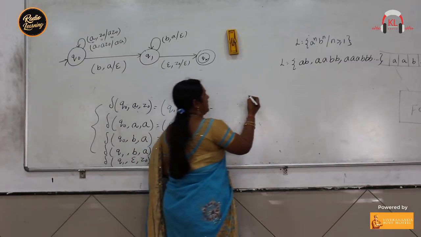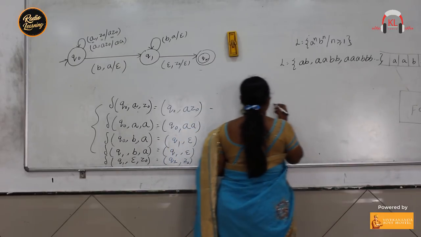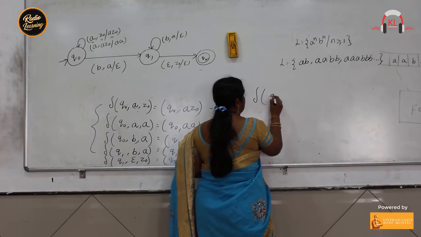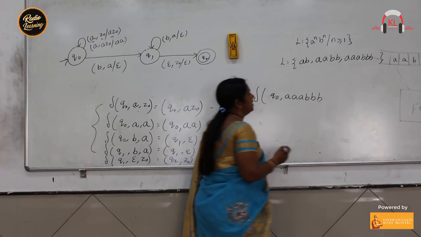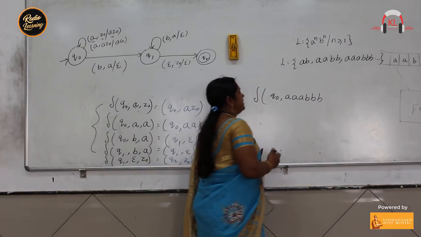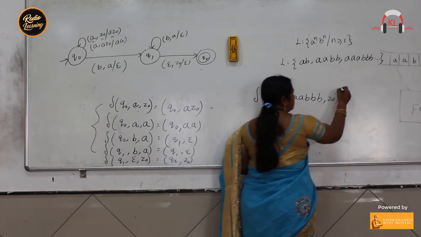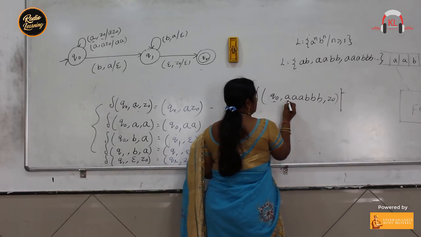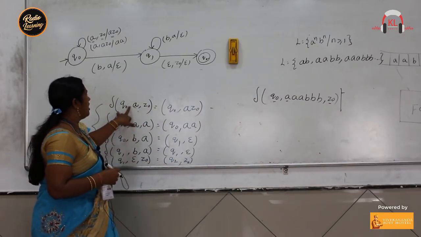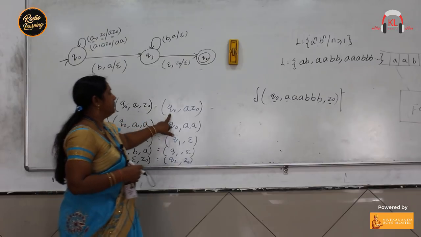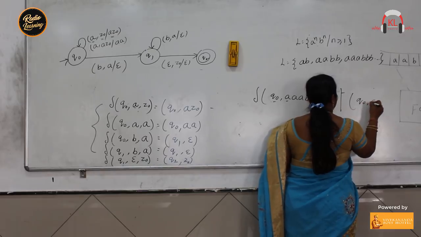So here I am taking delta. See here I am taking the input 3A's and 3B's. So initially I am taking Q naught, and here 3A's and 3B's, and initially I have the stack symbol Z naught. So here these are the transitions. Initially Q naught, A, Z naught. Based upon my transition Q naught, A, Z naught, I'm pushing that A into the stack. That is Q naught, comma A, Z naught.